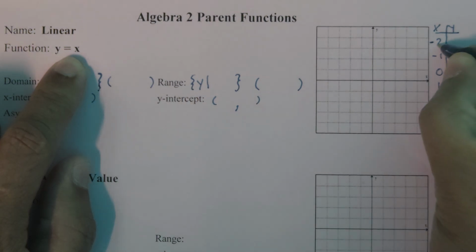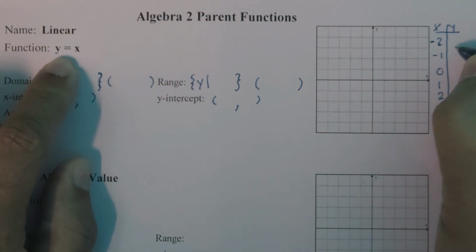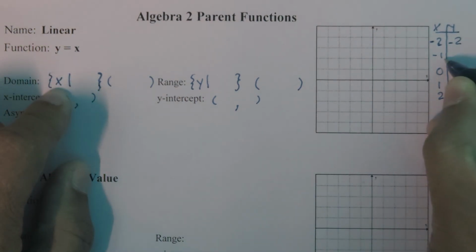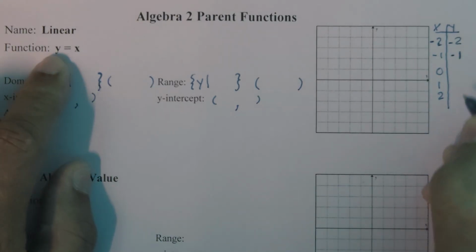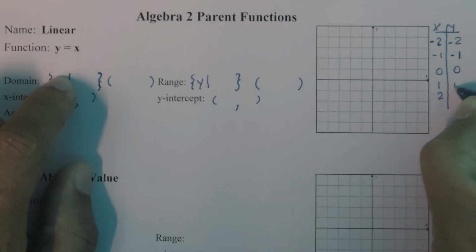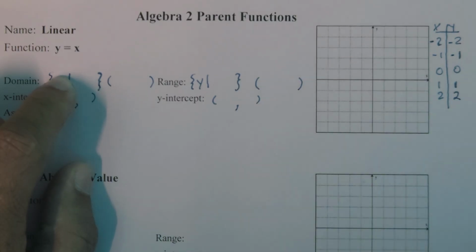If x is -2, then it only makes sense that y will be equal to -2 also. If x is -1, then y is also equal to -1. If x is 0, y is 0. If x is 1, y is 1. And if x is 2, y is 2.